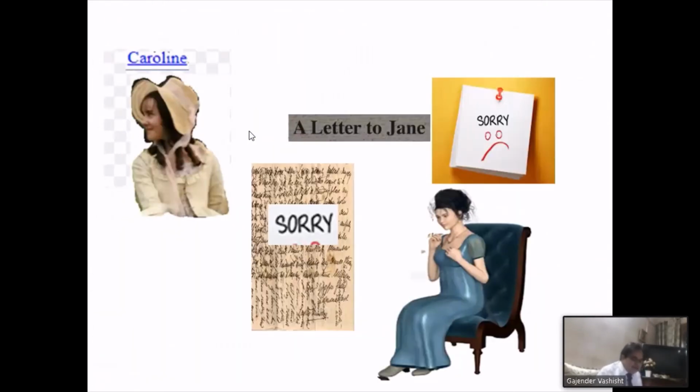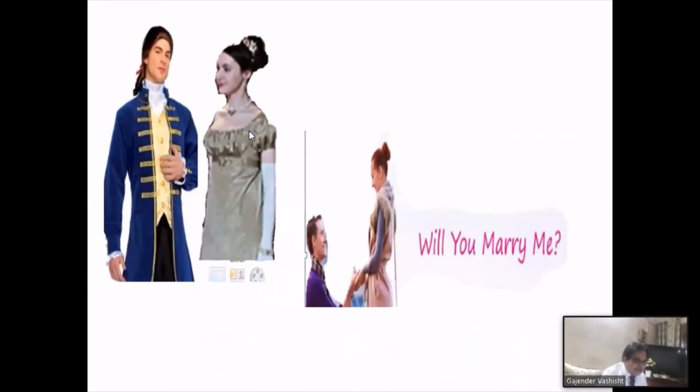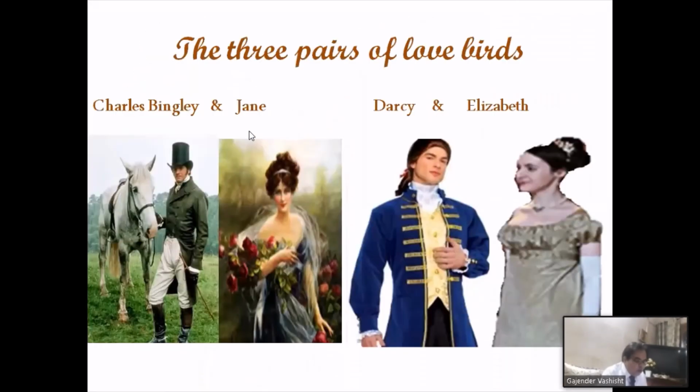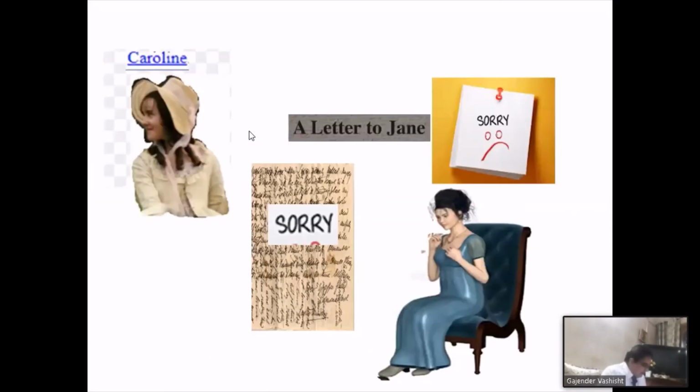Now, after some days, Caroline sends a letter to Jane, and she reads this letter where it's written that we are going back to London, and you are not going to marry my brother, Mr. Charles Bingley, and we are leaving Netherfield Park for good. This is just like a bolt from the blue for Jane. She's very sad because there were 3 pairs. Now, what happens? She's very sad.